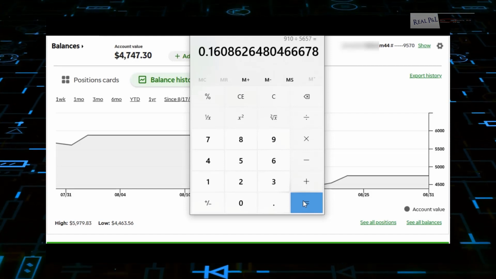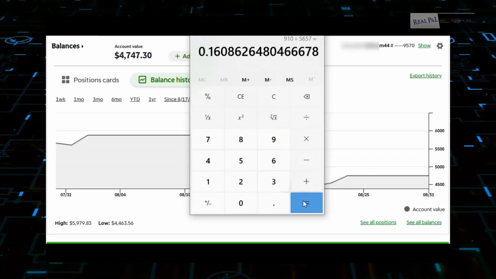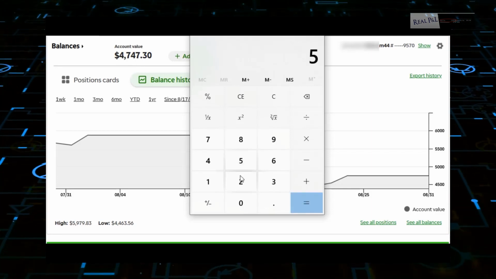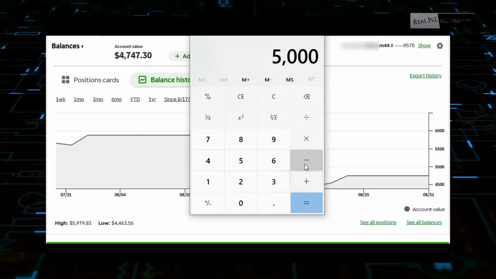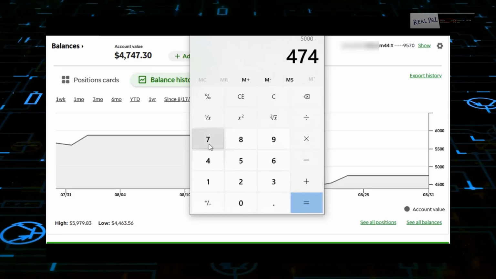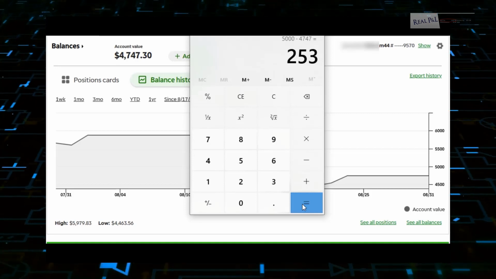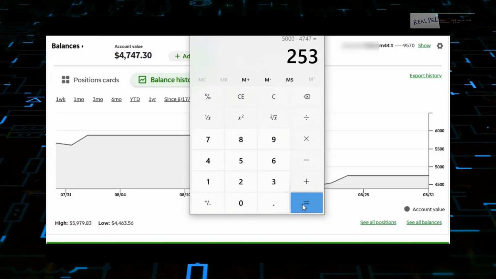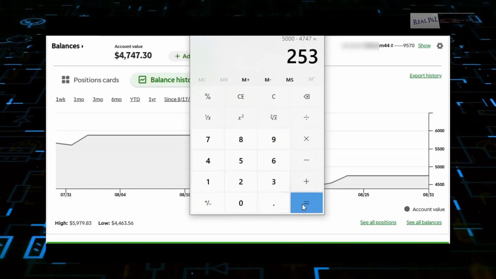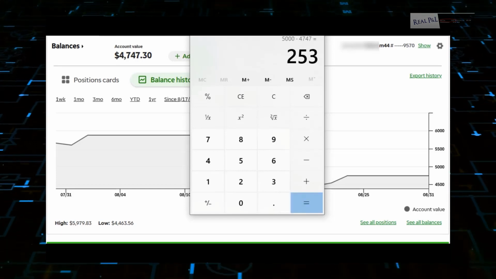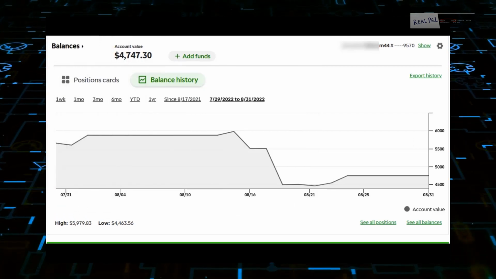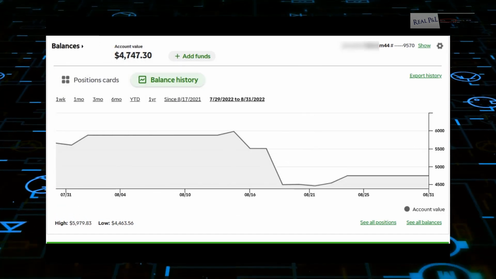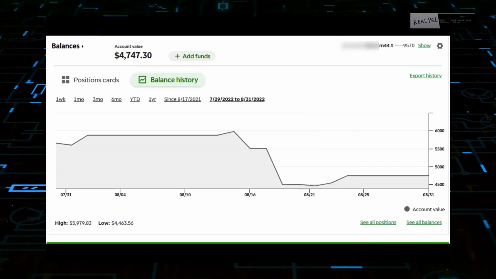Down 16% this month. Now, year to date, we started with $5,000 and we're down about $253. So we're down about 5% year to date with the earnings edge. And of course, you can see the volatility in the account. There's a lot of volatility in this account. So there you have it for the earnings edge for August 2022.